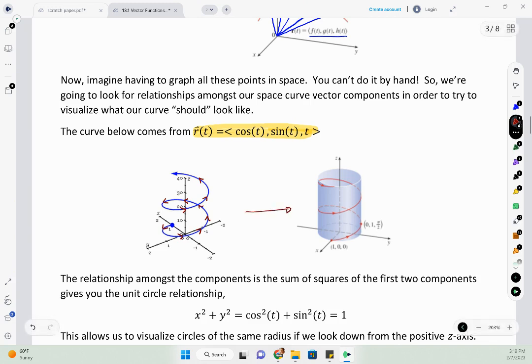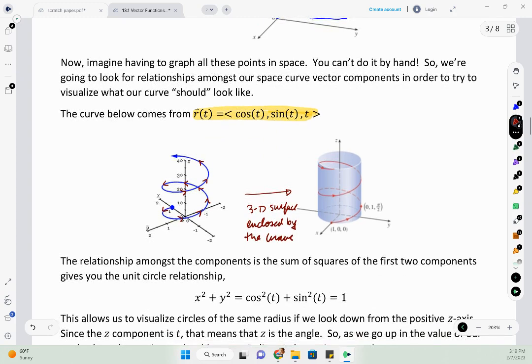On the right-hand side, what we see is a 3D surface enclosed by the curve. So the 3D surface in there is not the curve. As this particular vector function is carving out its curve, it just so happens that a circular cylinder could fall inside of there. So that curve is just wrapping itself around in a cylindrical fashion.